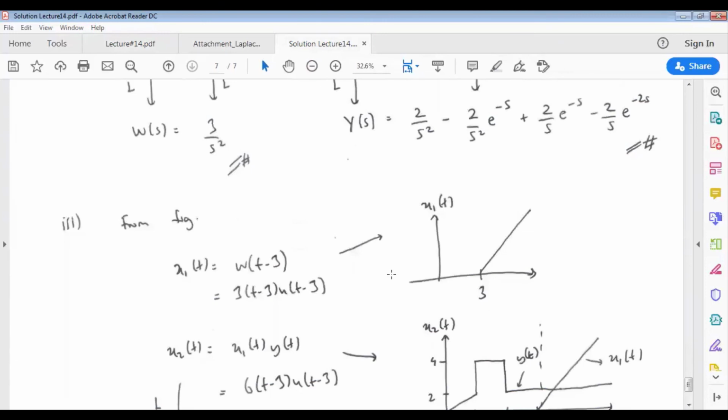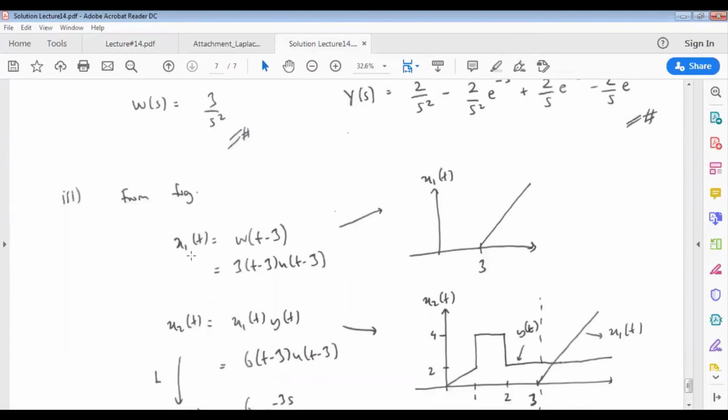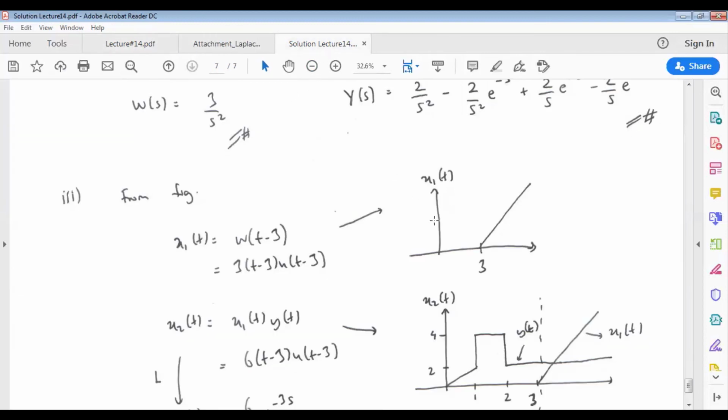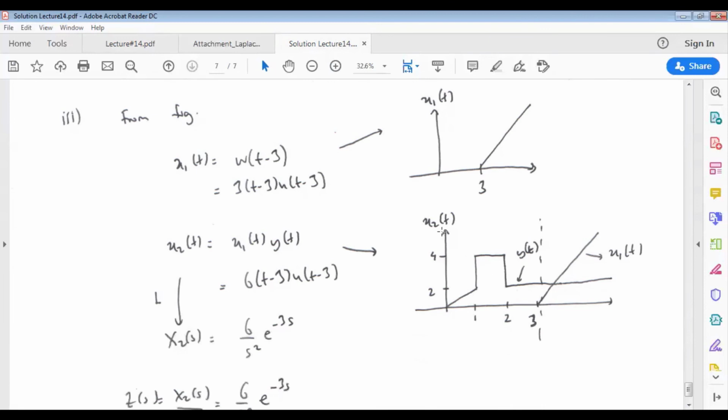From the figure, we're given that x1(t) is w(t-3). So that will give us 3(t-3)u(t-3), which is a shifting by 3 units. So x1(t) can be sketched to look like this, which is a shifting of 3 units to the right. Whereas y(t) remains as itself. Remember x2(t) is the multiplication of x1(t) and y(t). So when we multiply both functions, that should be the result of x2(t).